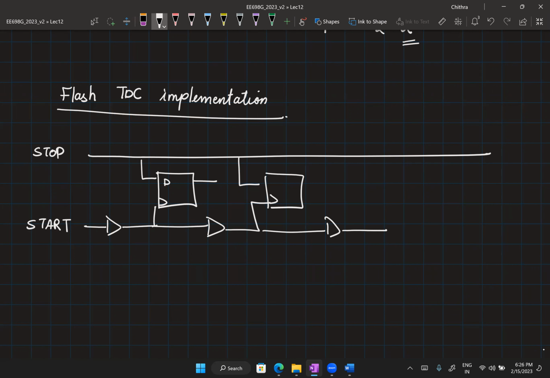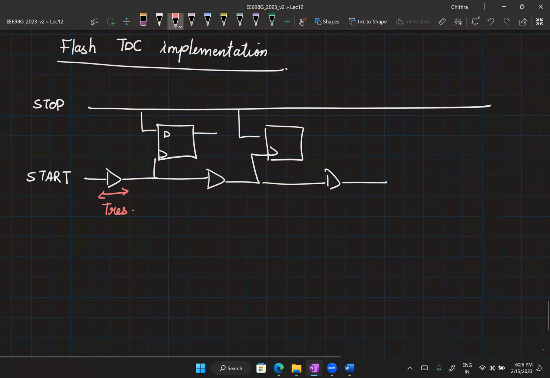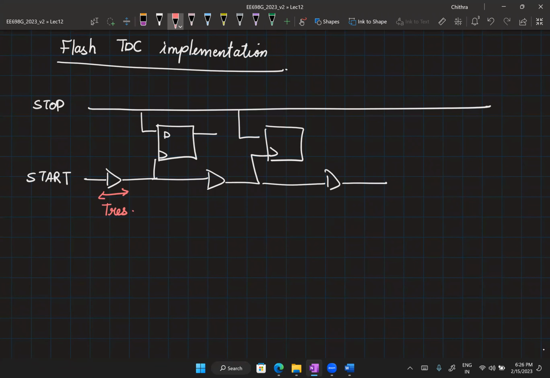Now, the problem with this implementation was that we were relying on the buffer delay for our resolution of the TDC, and this was a function of PVT. So we came up with this delay lock loop circuit to stabilize this. But now how do I put both the information together? Can I make this as my VCDL? I make this as a part of a DLL, is it?